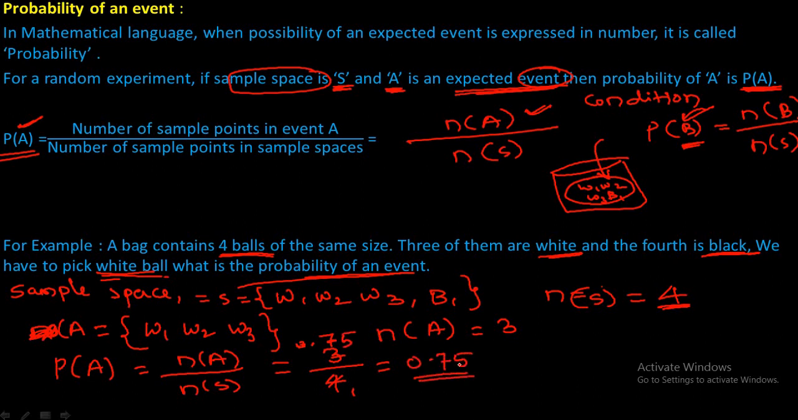So please understand, probability will always be greater than or equal to 0 and less than or equal to 1. So this probability will come in between 0 and 1. Always probability will come in between 0 and 1. So that you should remember. Why? Because N of S is always greater than N of A or N of B or N of C. Whatever event they have given, that you have to take as the event. But N of S is always greater than N of A or N of B or N of C.